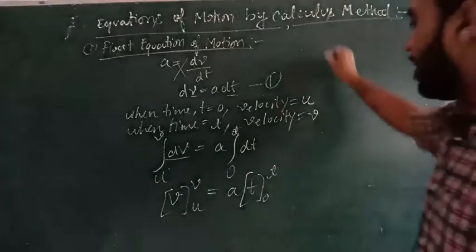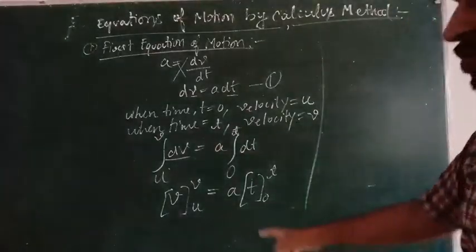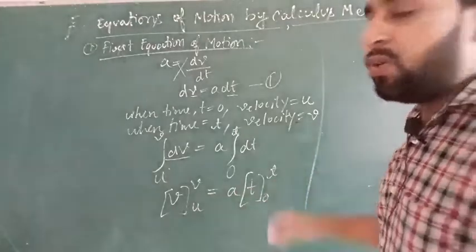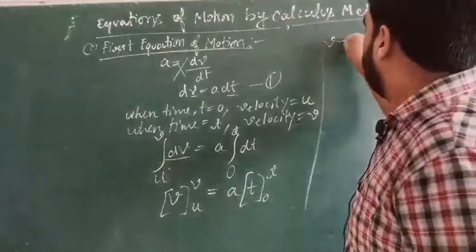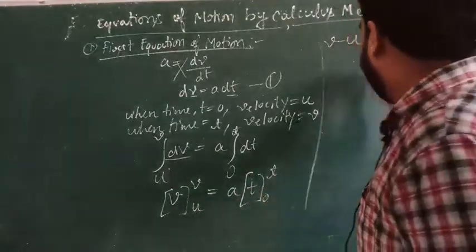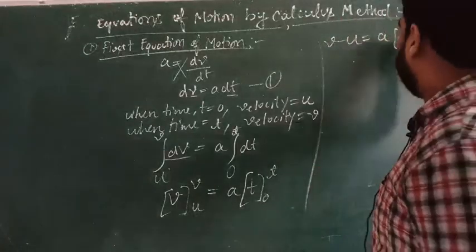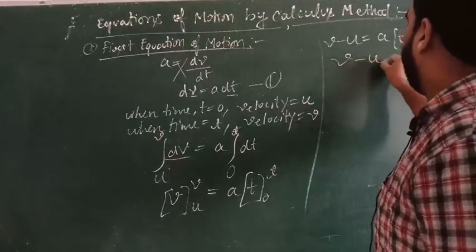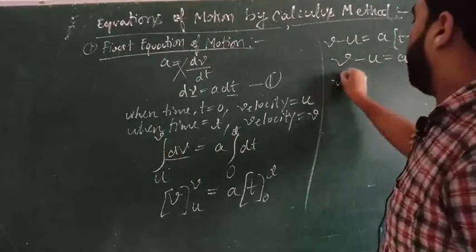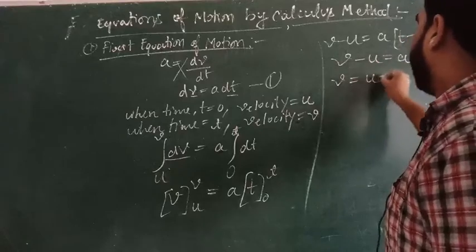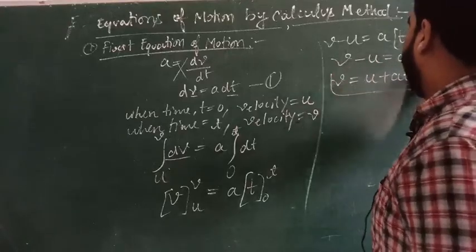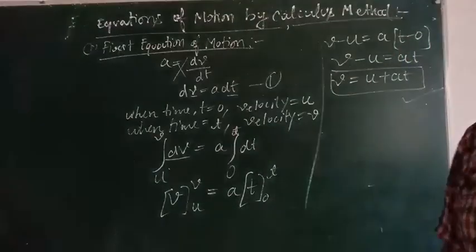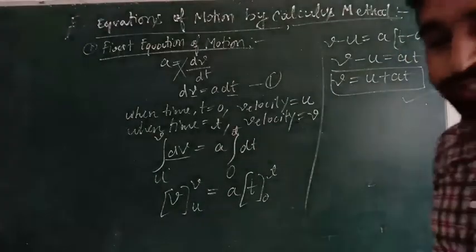Now just upper limit minus lower limit, that's the rule. So replace the values of the limits. So this will be v minus u is equal to a into t minus 0. So v minus u is equal to at. Minus u will be shifted to the other side, and will become plus u. So v is equal to u plus at. That's the first equation of motion by applying the method of integration. I hope you understood this.